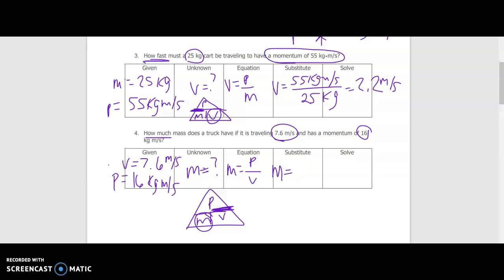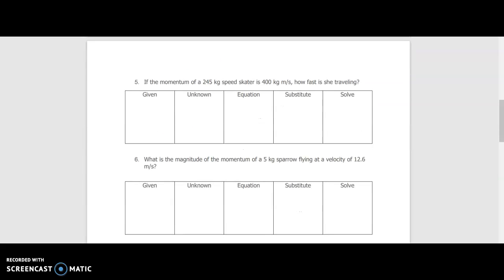So our mass is going to be equal to 16 divided by 7.6. When we use a calculator, 16 divided by 7.6 is equal to 2.1. And remember, we were looking for how much mass. Mass is always in kilograms. So 2.1 kilograms will be our final answer.